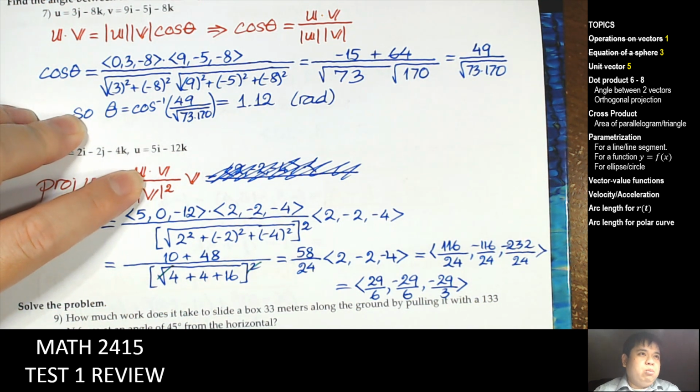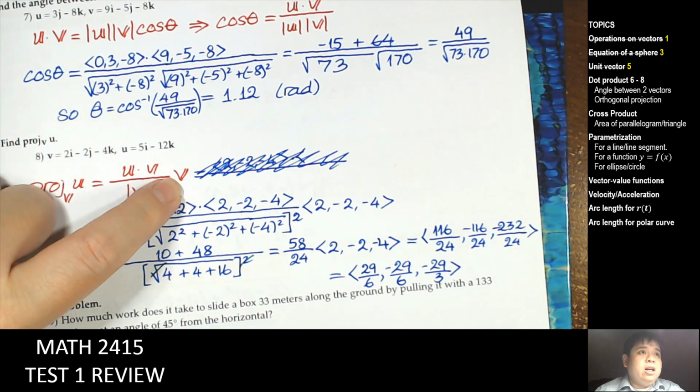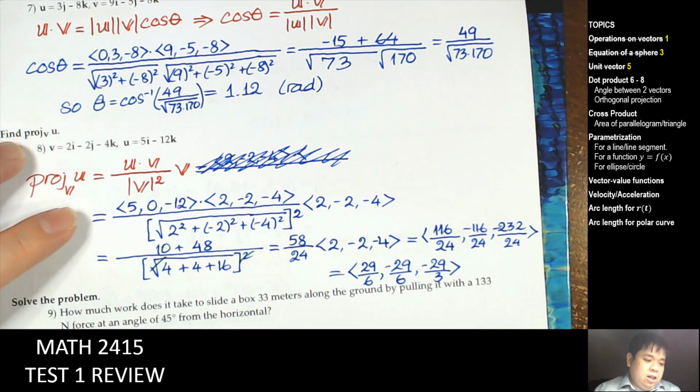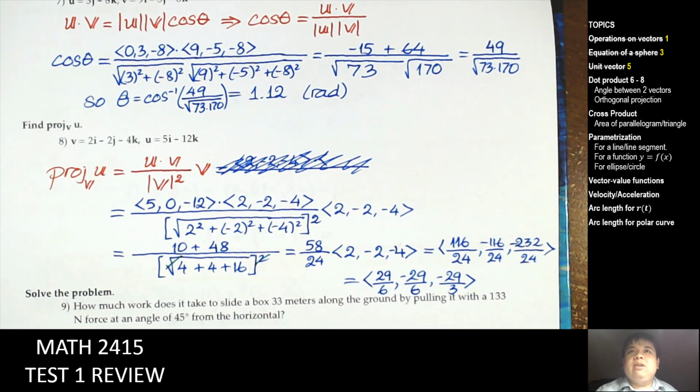So the dot product of u and v over the magnitude of v squared times v. So that just gives us a number times a vector v, and that's what we have.